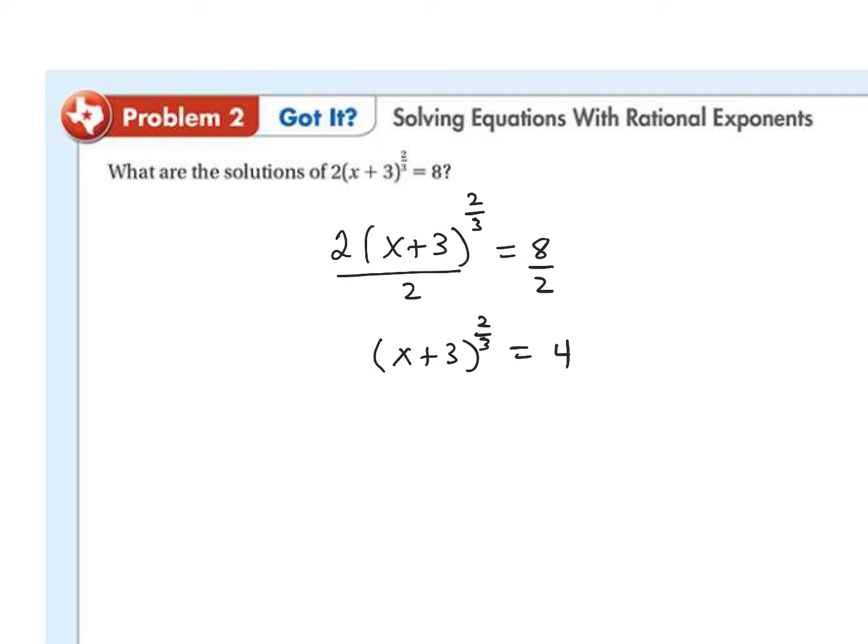Now that 2/3, what we can do is raise it to the 3/2. So if we raise the left side to the 3/2, we have to raise the right side to the 3/2. Now you notice 2 times 3 is 6, 3 times 2 is 6, so 6 divided by 6, you're left with x plus 3.